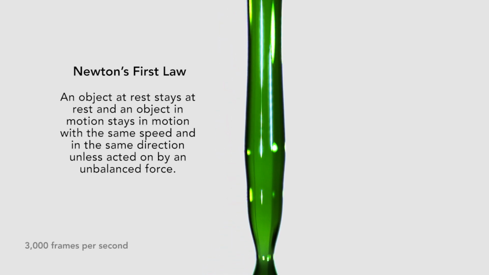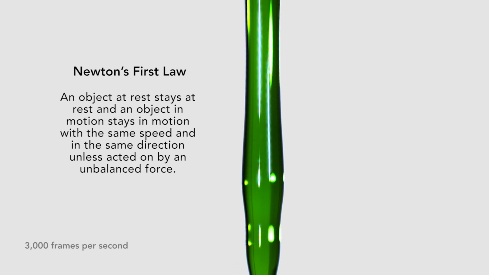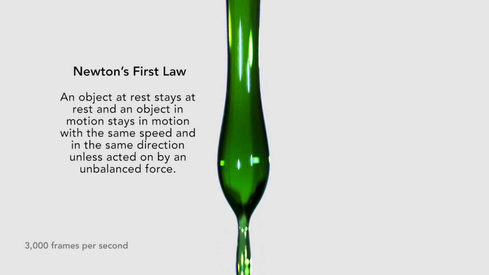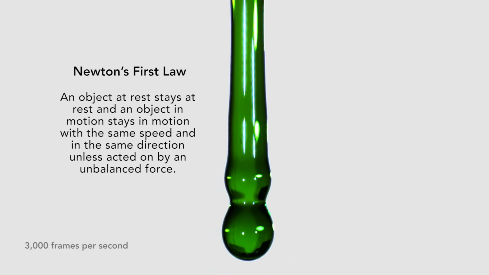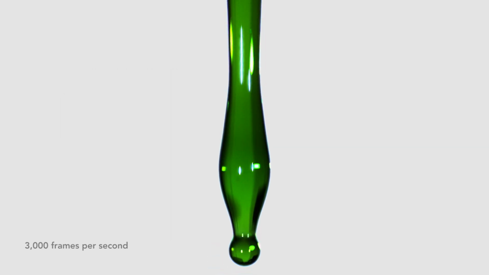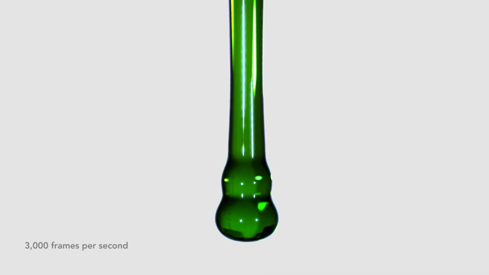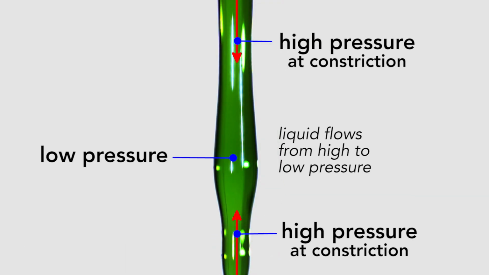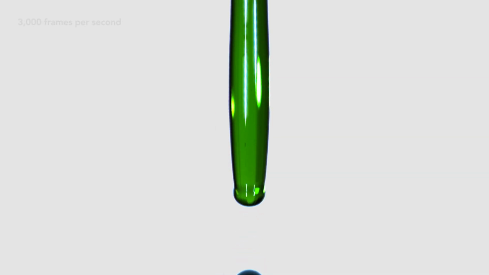An object at rest stays at rest, and an object in motion stays in motion with the same speed and in the same direction unless acted on by an unbalanced force. So the flowing liquid keeps flowing downward, pulled by gravity, until the minimization of surface area forces some liquid to move up, creating these bulges. Upward flow occurs because at the ends of the bulge, where the stream is constricted, the pressure is higher than in the middle, so liquid flows toward the middle.